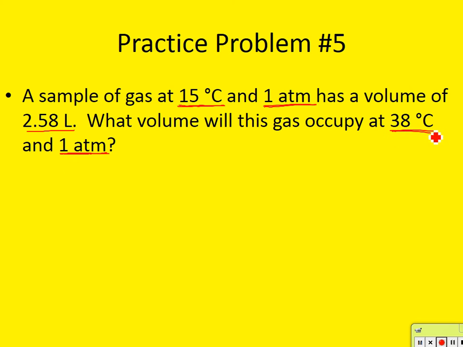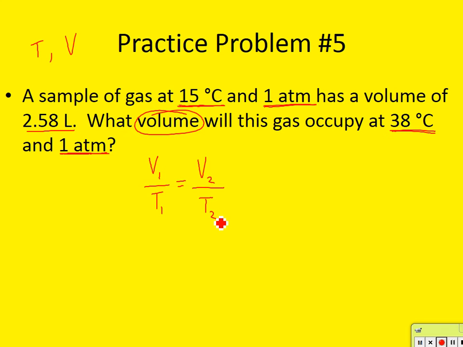Temperature is increasing. And it wants us to know what the volume of this gas is going to be. So we're dealing with two variables that are changing. We're dealing with temperature that's changing and also volume. And that's exactly what Charles' law is for. We're going to write the equation for Charles' law, which says that V1 over T1 is equal to V2 over T2.